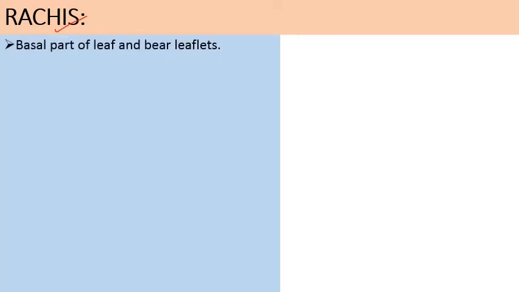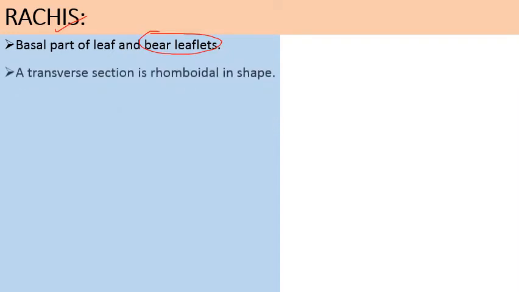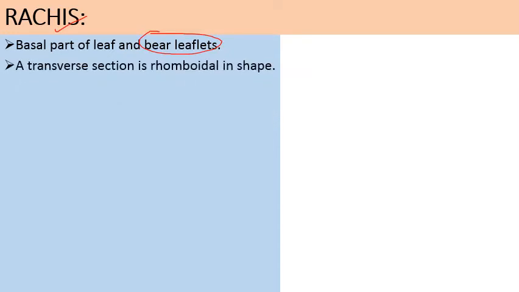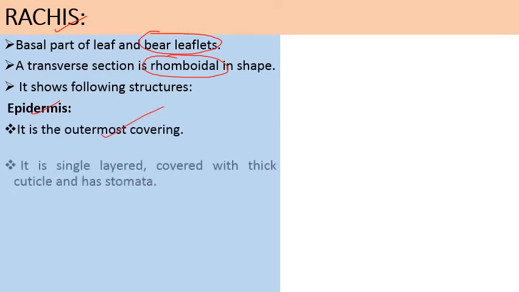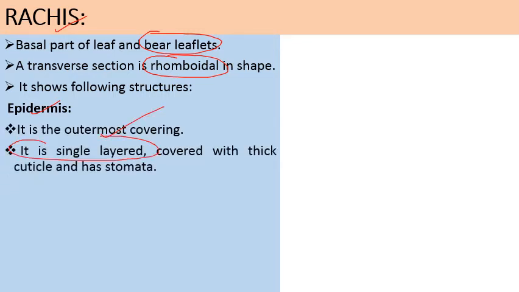Next is Rachis. Rachis is the basal portion of a compound leaf which bears the leaflets. So it is the basal part of the leaf which bears the leaflets. The transverse section of this Rachis is rhomboidal in shape and it consists of the following structures. First one is the epidermis. This is the outer covering, made up of a single layer of cells. It is covered by a thick cuticle and has stomata.